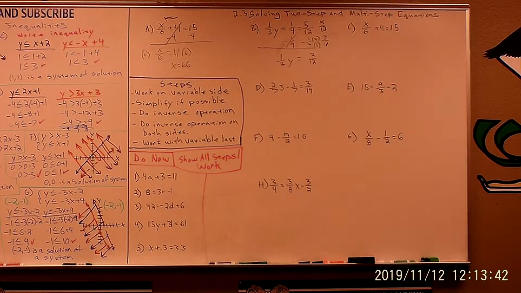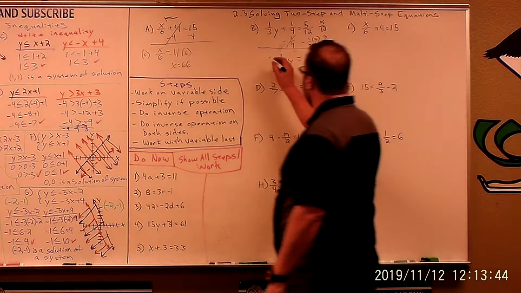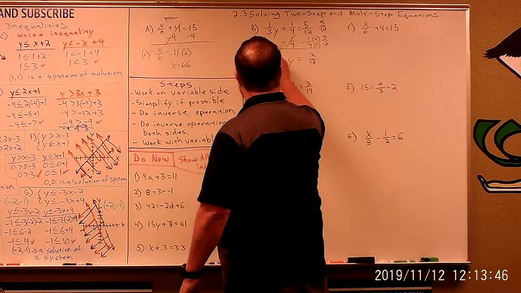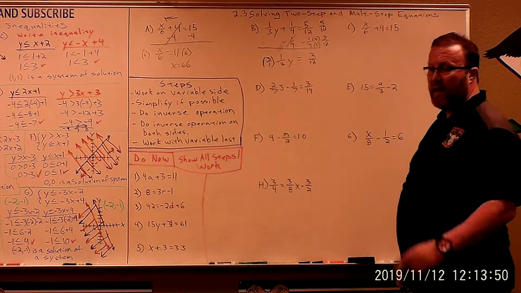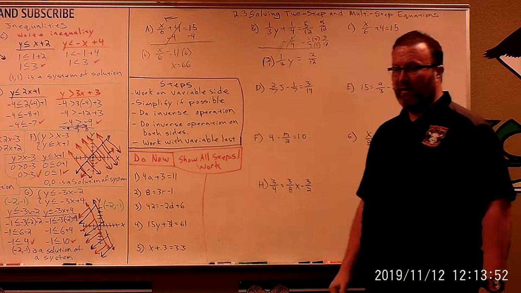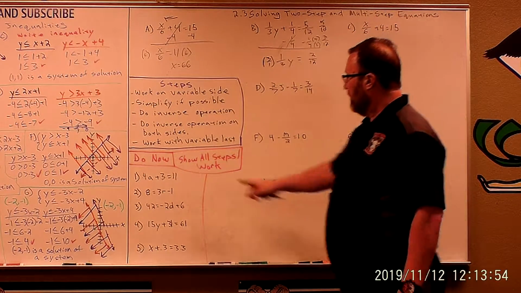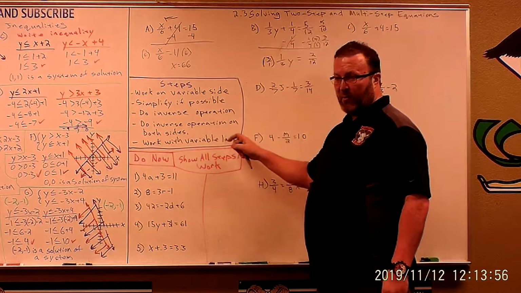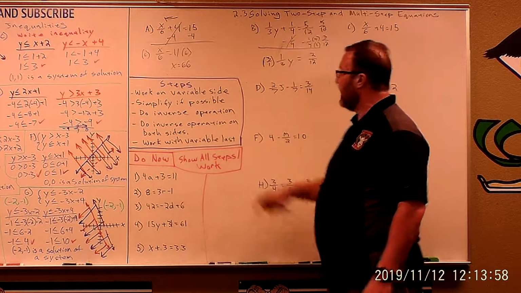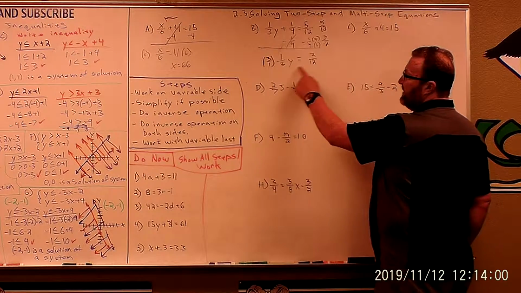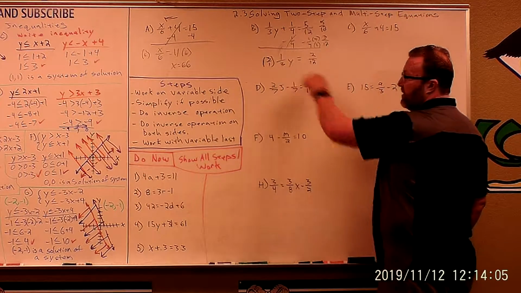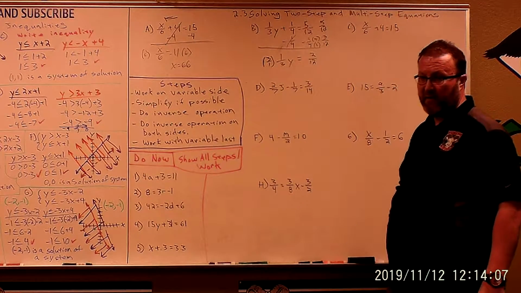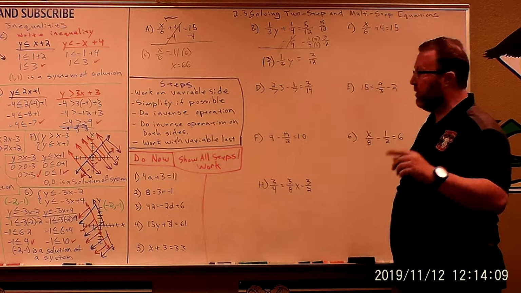Flip 1/3. Very good. And how did you know that? Why wouldn't you flip the 4? That's an excellent question. We always work on the variable side, right? And we deal with the variable last. So if we subtracted this to the other side, we just changed the order of operations because we subtracted before we multiplied or divided.